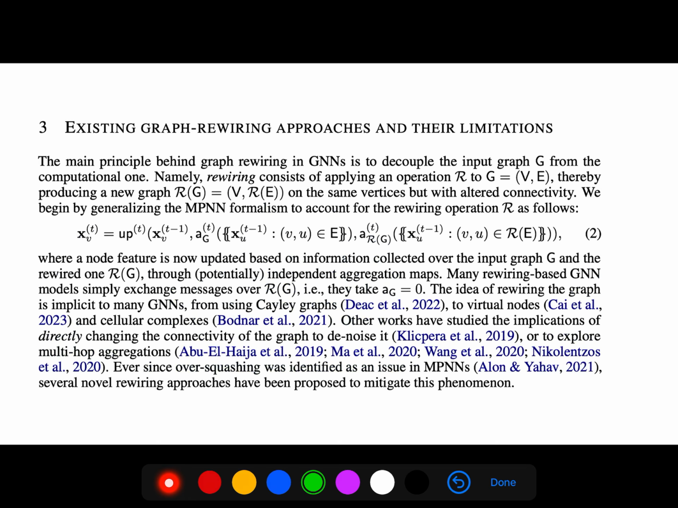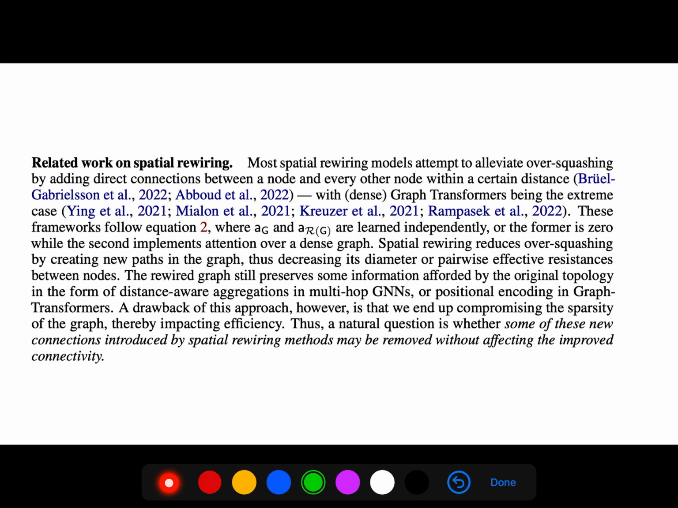The main principle behind graph rewiring is to decouple the input graph from the computational one. Rewiring consists of applying an operation to the graph, thereby producing a new graph on the same vertices but with altered connectivity. Of course, if we don't do it carefully, it damages the graph topology, so we should be very careful about it.